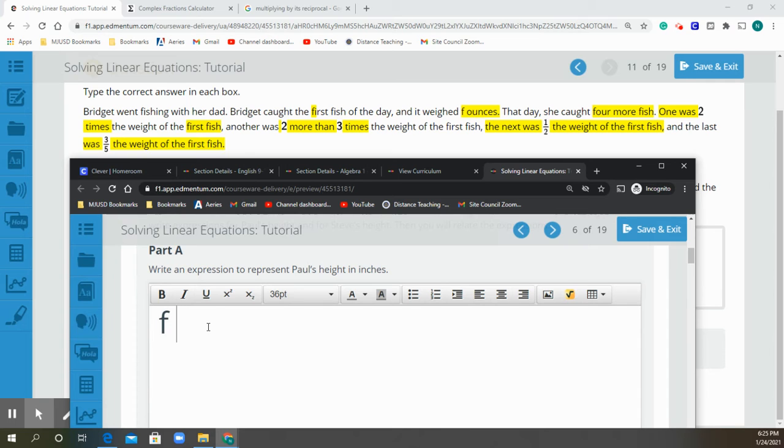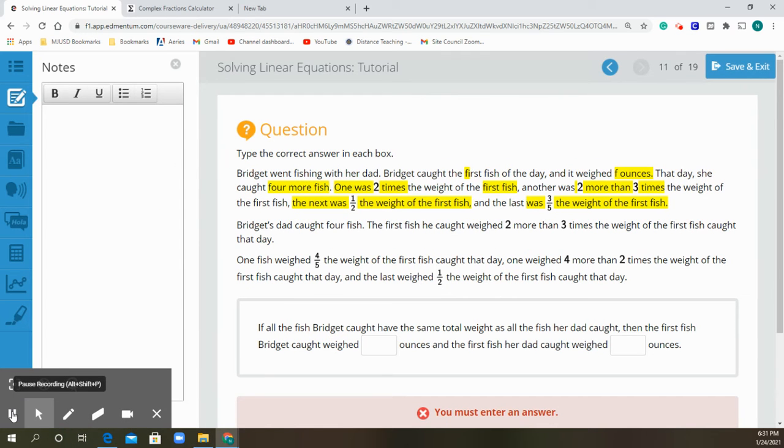So we've got plus 4. Sorry, I misspoke, so let me back up. We have no place to do this work, so I have to do the work off to the side. I was trying to do 2 different tabs and that wasn't working. Here we go. So we have F ounces.